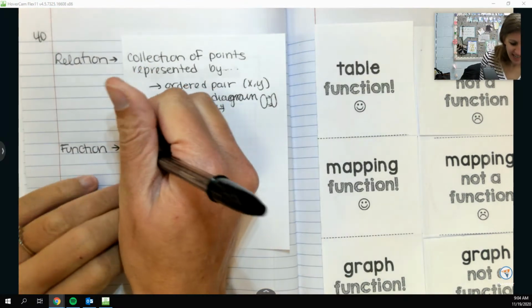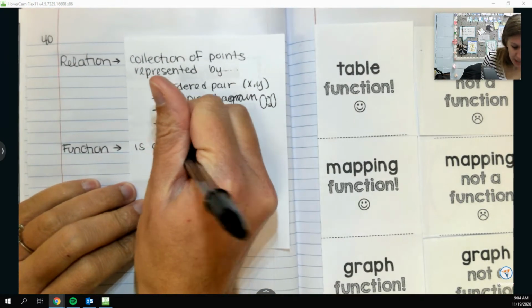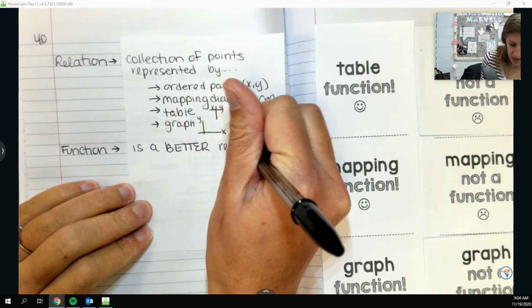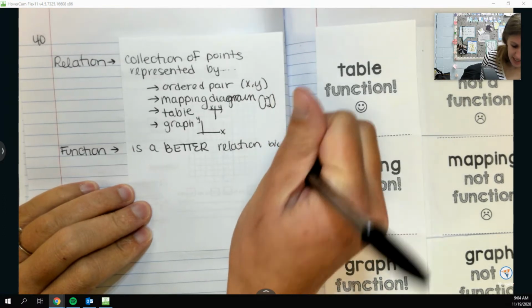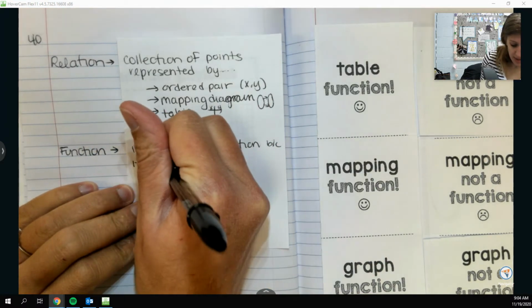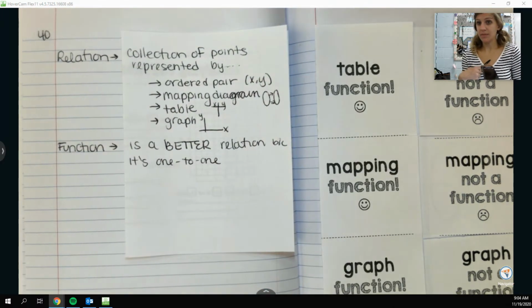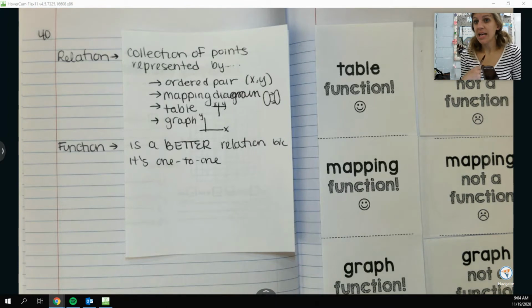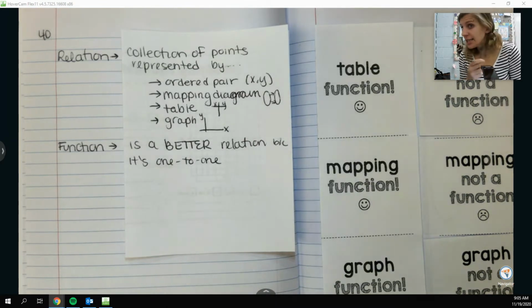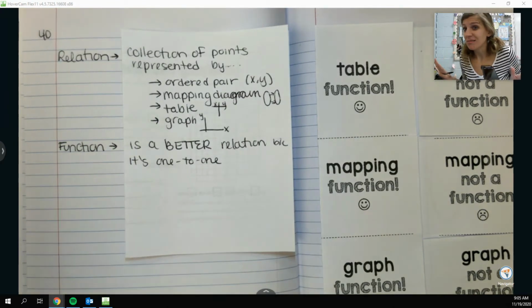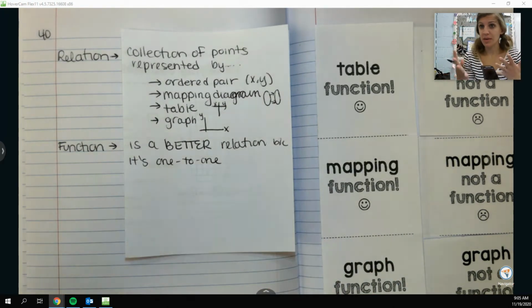So a function is a better relation because it's one-to-one, meaning one and one. Like we are exclusive with each other. We're not seeing other people on the side, like you got your side chick. Sorry, I'm just saying, but that's kind of how I remember it. A relation is maybe you got that side chick. Function, you don't. You are committed to one other person.